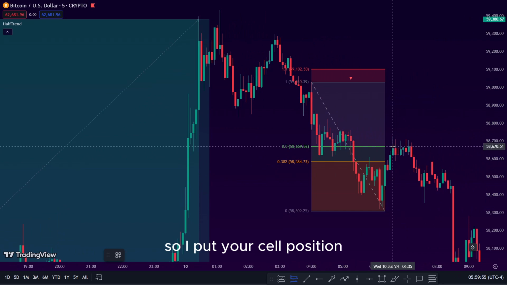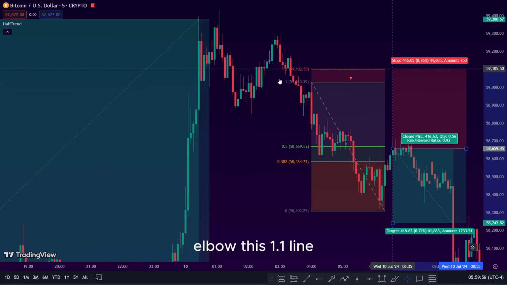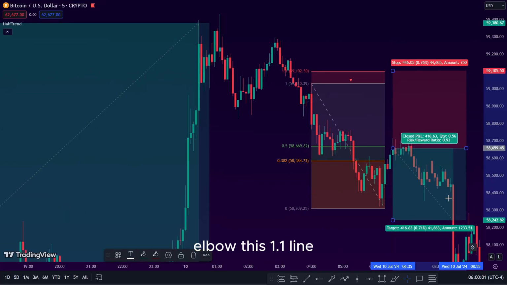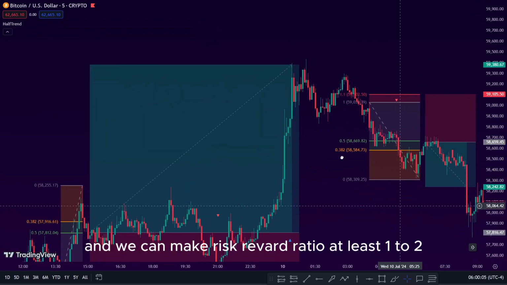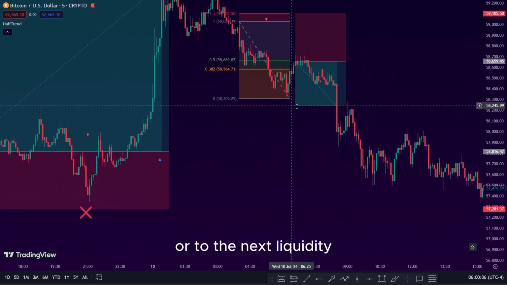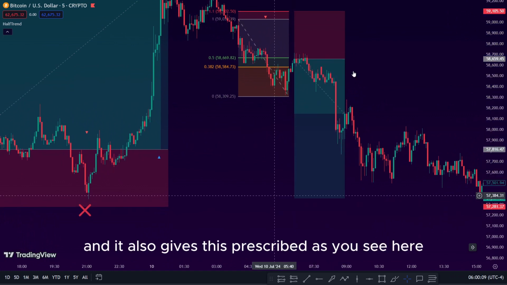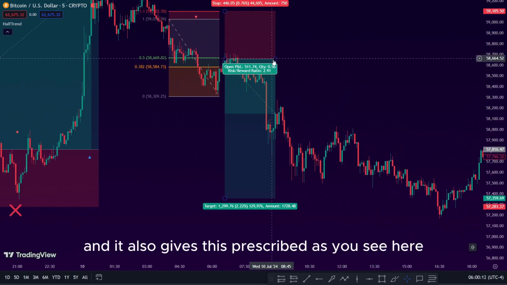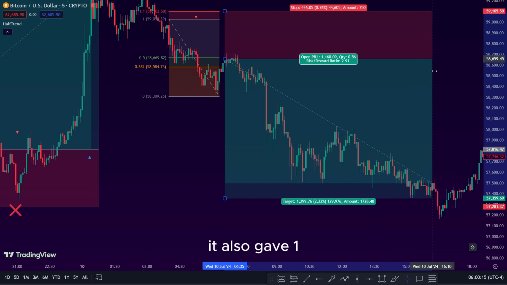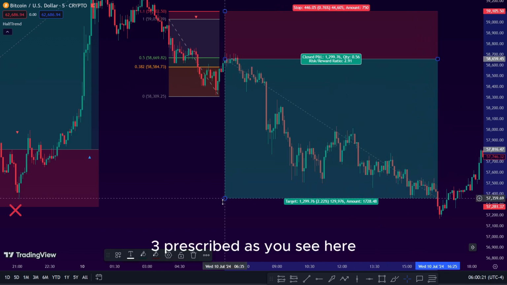So I put a sell position here. I put the stop above this 1.1 line, and we can make a risk reward ratio of at least 1 to 2, or to the next liquidity, and it also gives this risk reward. As you see here, it also gave 1 to 3 risk reward.